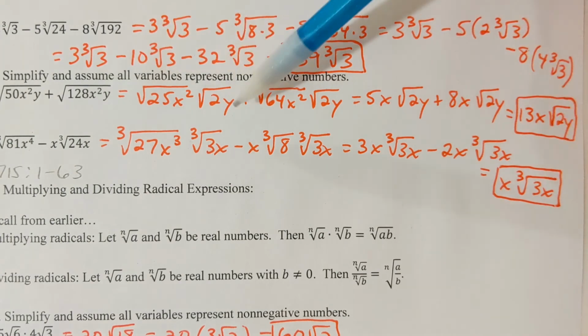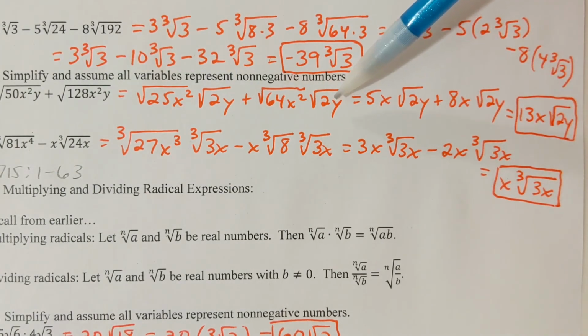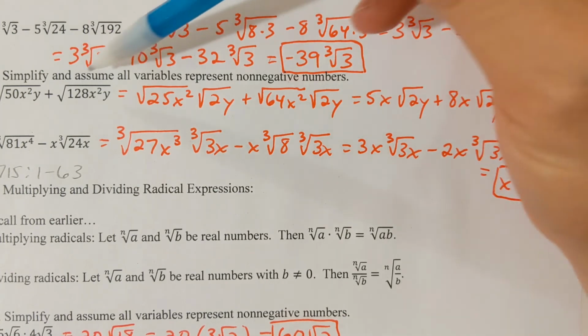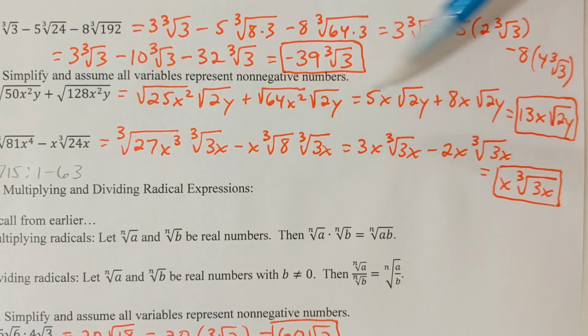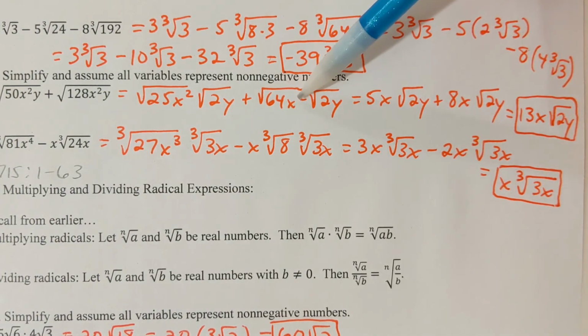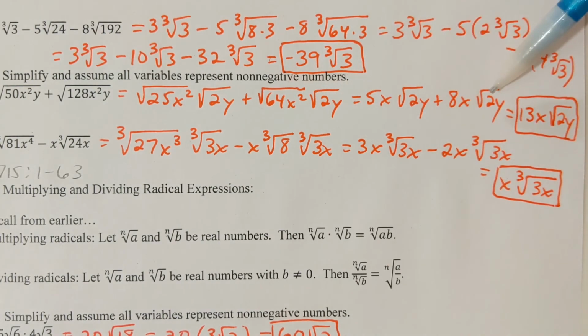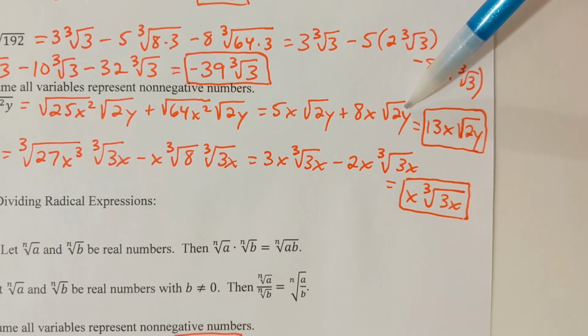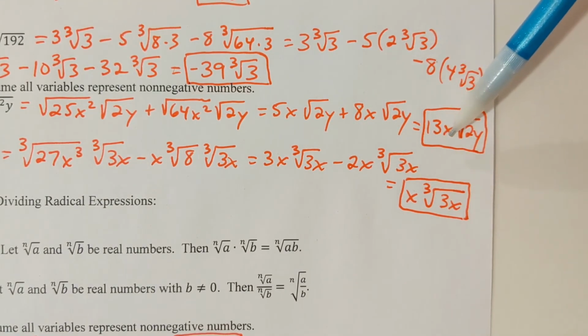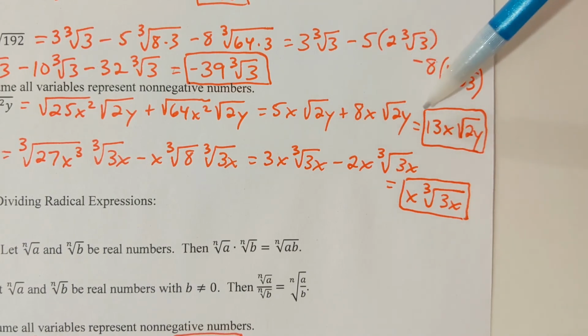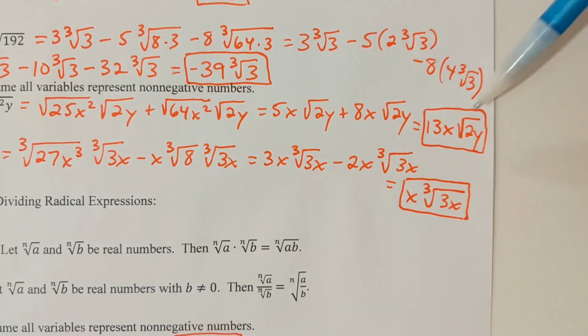128, that's the same as 64 times 2, and we know the square root of 64 is 8. We know the square root of x squared is x, so the x is going to go on the first part there. The square root of 2y, that'd be my leftover. Okay, and so now I've got like radicals. I can add these together. 13x times the square root of 2y, that'd be my answer.